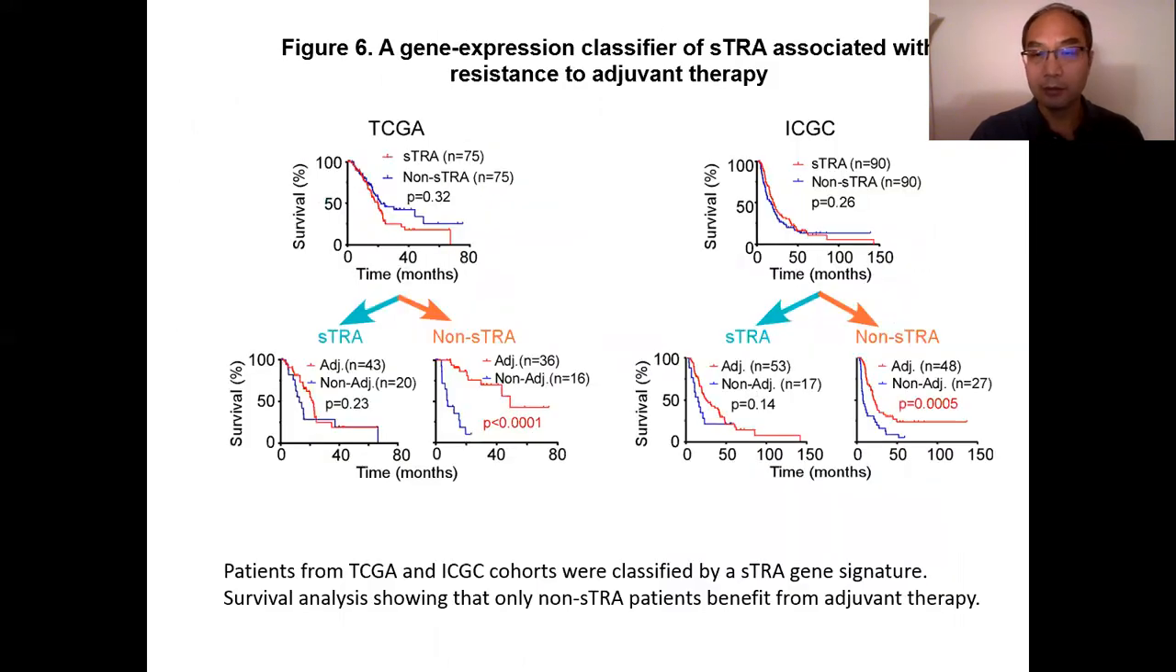And then we generated the STRA gene signature based on the RNA-seq data for the 27 cell lines, and use this STRA gene signature to separate TCGA and ICGC cohort to STRA versus non-STRA patients. The survival analysis shows only the non-STRA patients benefit from adjuvant therapy.